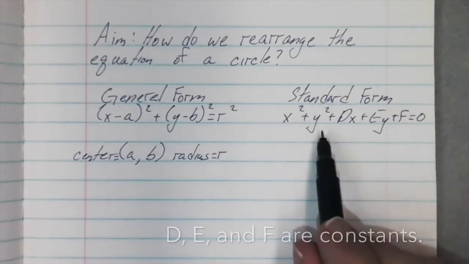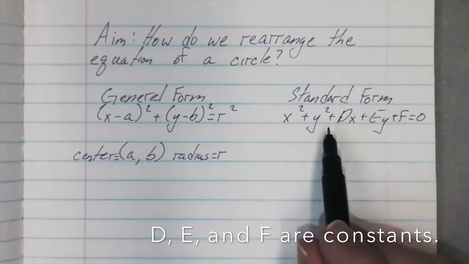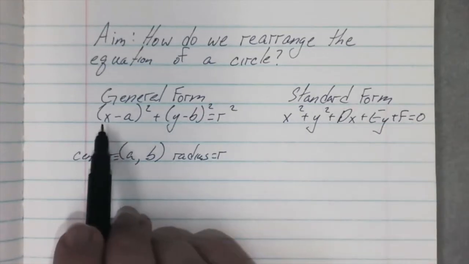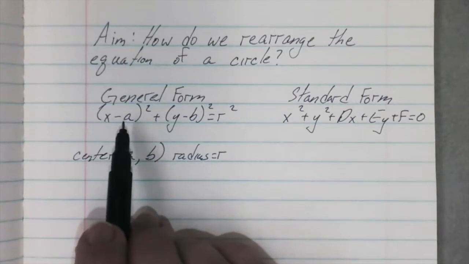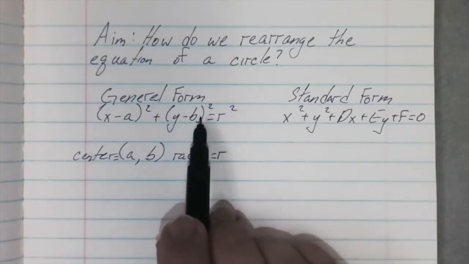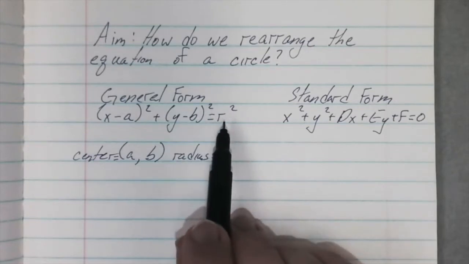We've seen that this is a really nice equation to work with. This is a bit messier. What we're going to have to do here is rearrange all of this so we have x and a constant in parentheses squared, y and a constant in parentheses squared, and we have our radius squared over on one side.